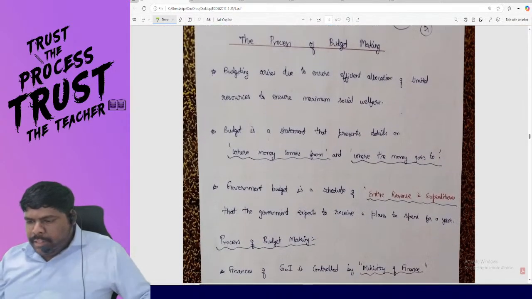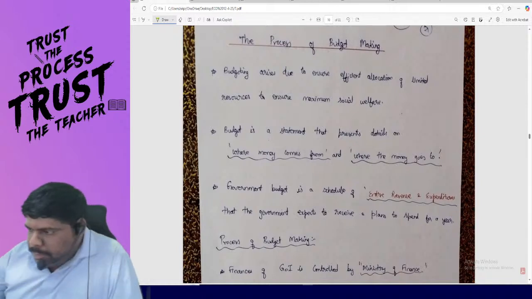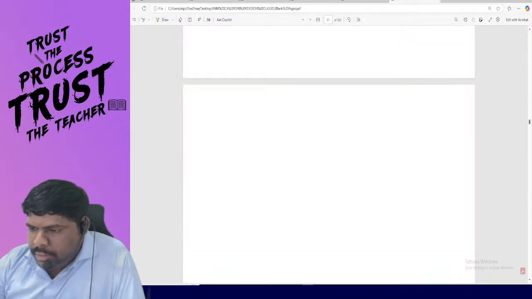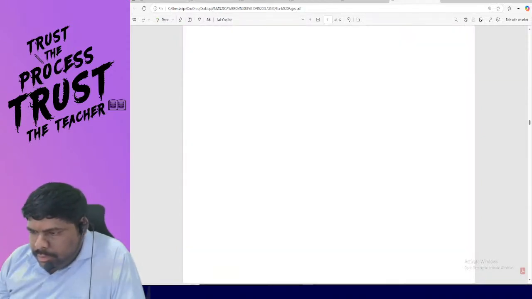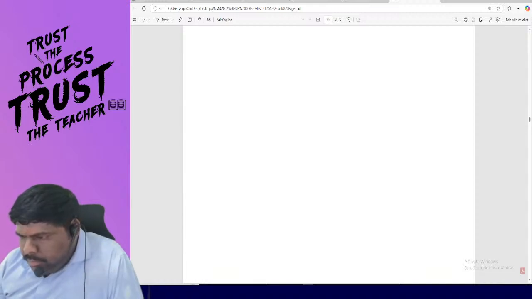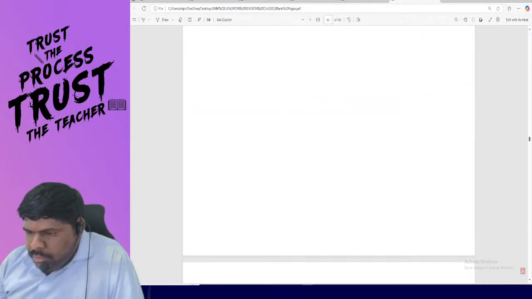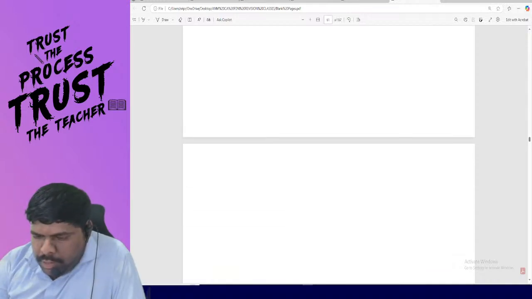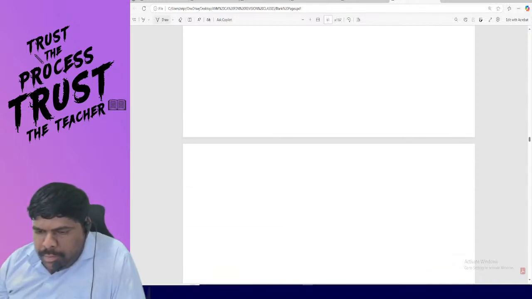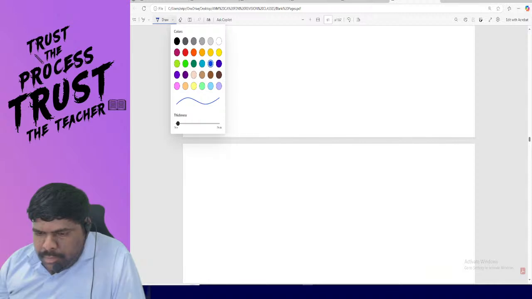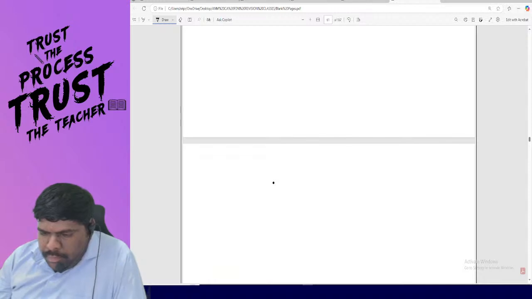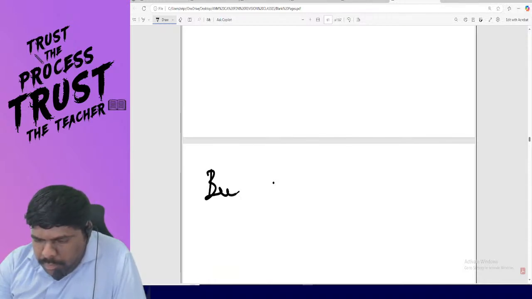Okay. Listen. Very simple. Before we get into this, see, what does the term budget refer to?